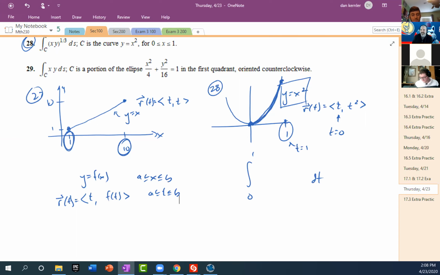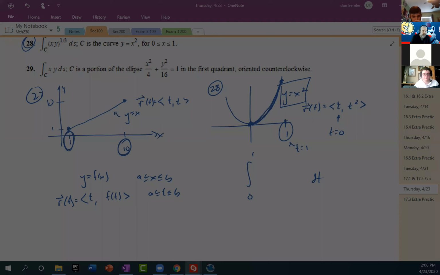Any other homework questions? Christian asked about 17.2 problem 51. All right, 51, work integral.